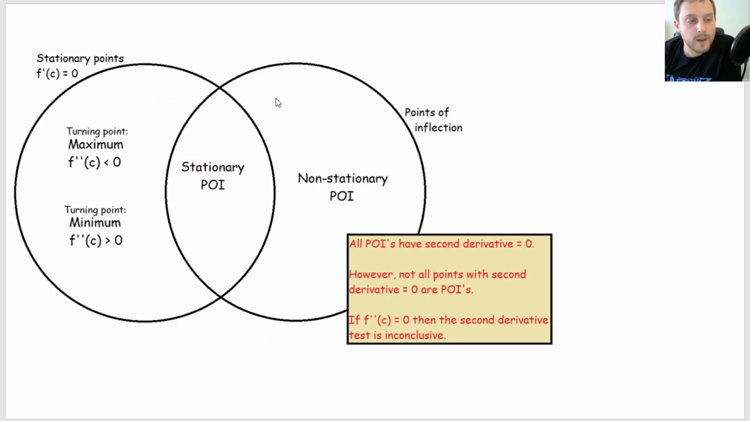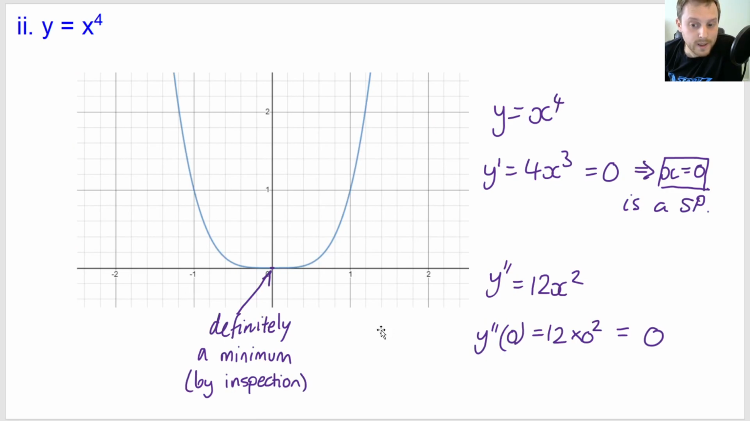So there's a little upgraded version of this Venn diagram. You've got stationary points where f dash of x is 0, so the first derivative equals 0. Now what I'll say is you can have minimums where you weren't able to use the second derivative test to establish that. Literally this being an example. This is still a minimum, but we didn't work that out using the second derivative test.